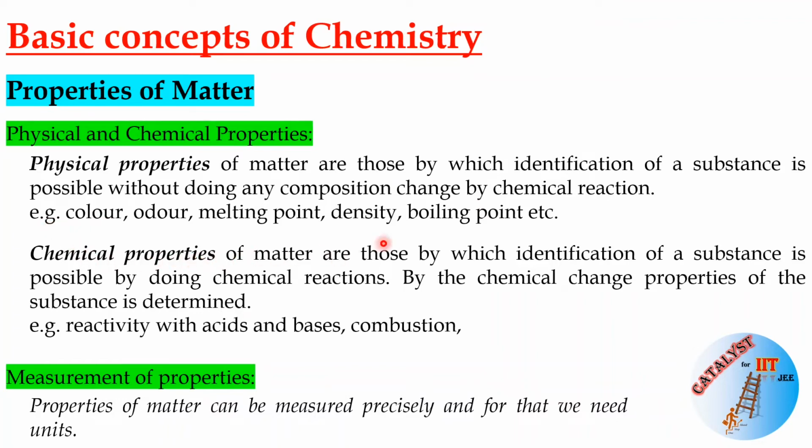So these are physical properties. Now in case of chemical properties, you need to do chemical reactions, by which you change the composition of the material. But even after you change the composition, from the change you can guess which material this is. So by the chemical change, properties of the substance are determined. Like reactivity of acids and bases, and also combustion. These are the things we will be encountering all the time throughout the course of 11 and 12 chemistry. We will discuss the concept of reactivity with acids and bases, and combustion in detail in later classes.